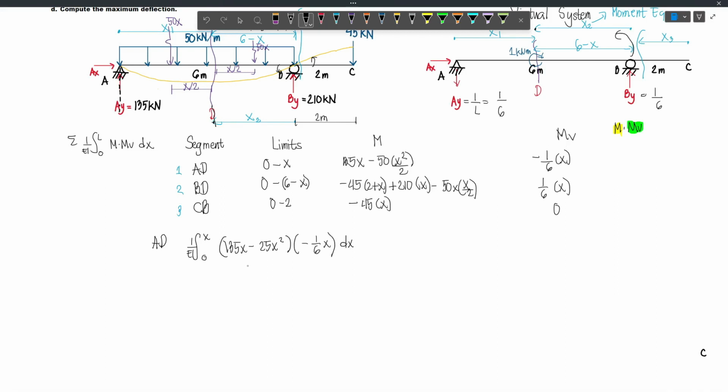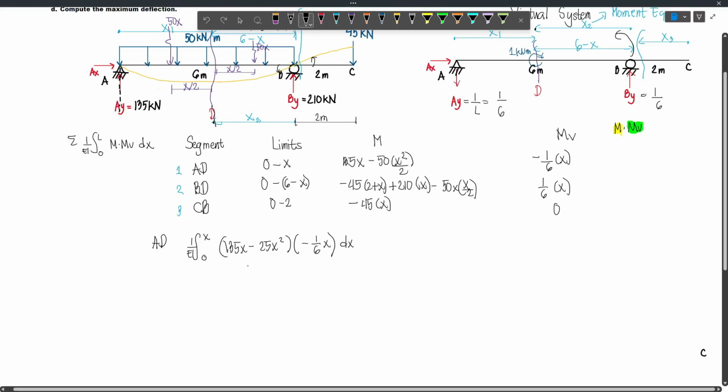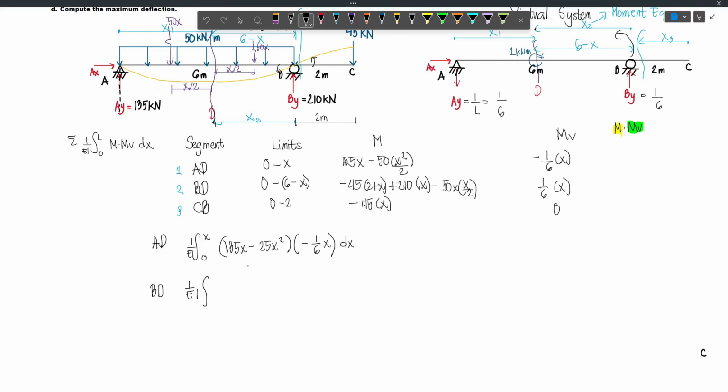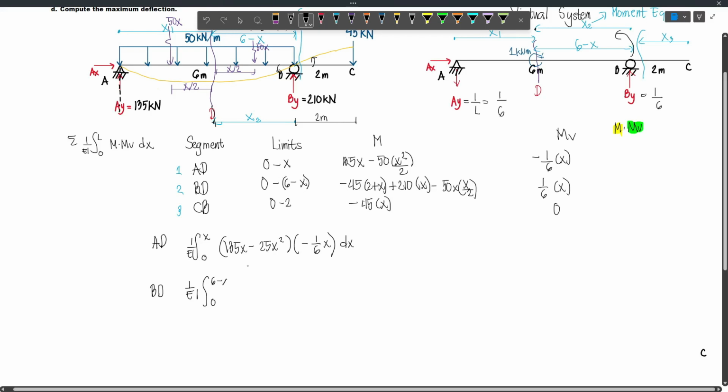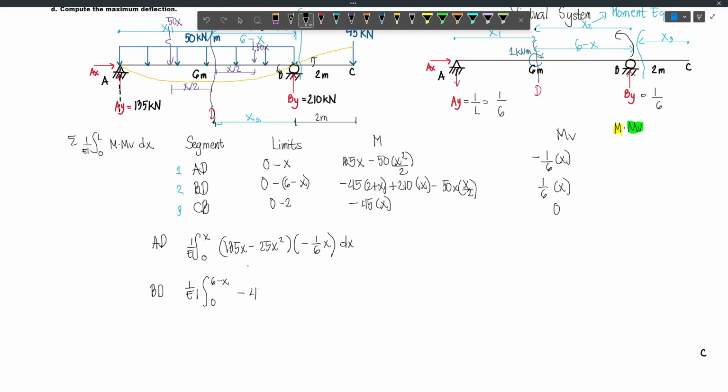Yan. And then let's write the equation for segment BD. It will become 1 over EI and then integral from 0 to 6 minus x, kasi yan yung limit natin. 6 minus x and then negative 45 times 2 plus x and then plus 210x minus 25x squared. We already simplified this one. Now, ito yung m natin. And then our MV is this one. So, magiging 1 over 6 times x. And then dx. Now, this expression will just become 0 because negative 45x times 0 is 0.